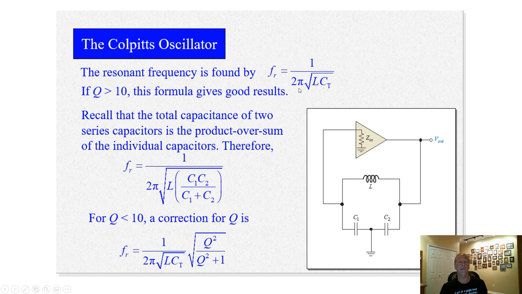The formula for that is 1 over 2 pi square root of L CT. CT is the total of the capacitors. All right. How do we do two capacitors in series? Remember, it's product over sum. So C1 times C2 over C1 plus C2. All right. And here's an equation for Q. All right. There's some homework problems for this. You need to do all those homework problems for all these oscillators. Okay.